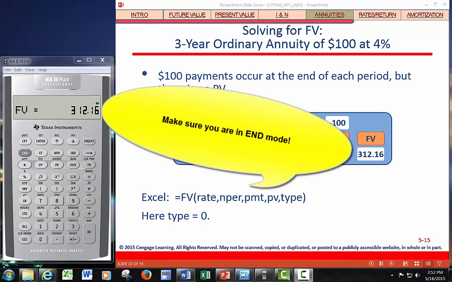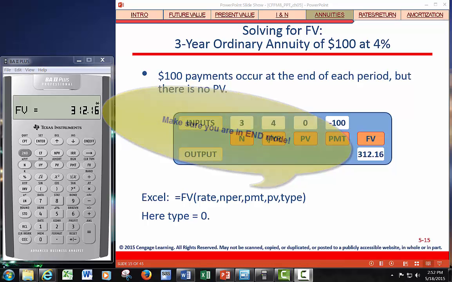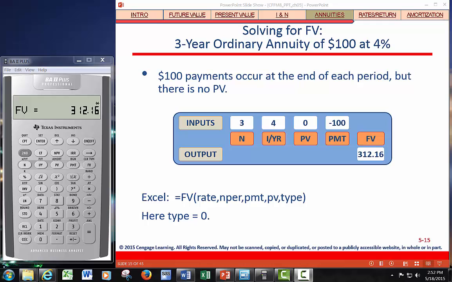The answer of $312.16 will appear. After 3 years, I'll have $312.16 in my bank account if I make 3 annual payments of $100 at the end of each year that earns 4% interest.